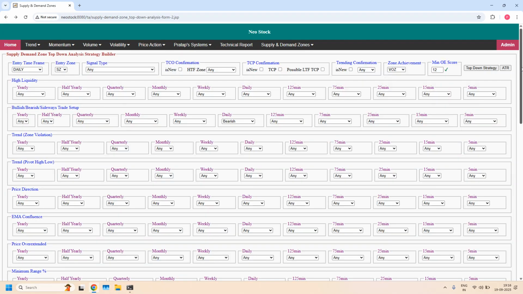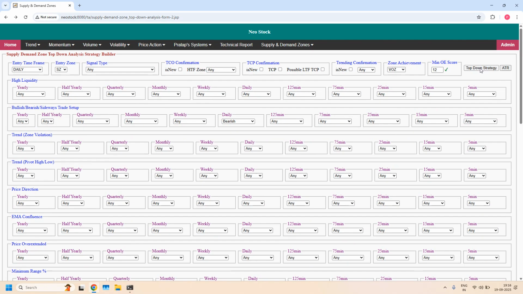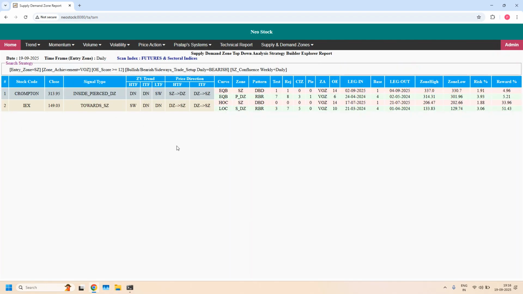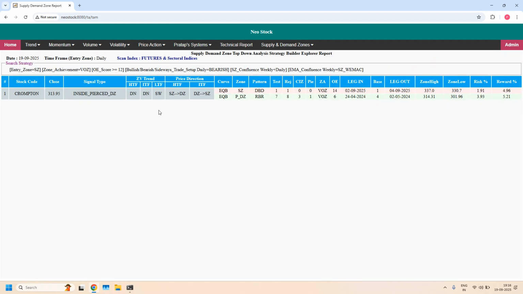So first filter is LTF and ITF supply zone confluence. That is daily and weekly supply zone confluence. By applying the filter, both the stocks are filtered. So that means both the stocks, these daily supply zones are overlapped with weekly supply zone. And also weekly trend, ITF trend is down in both the stocks. Let's further filter based on weekly supply zone having weekly EMA confluence in any of those 2 stocks, because weekly trend is downtrend. So one stock is filtered.